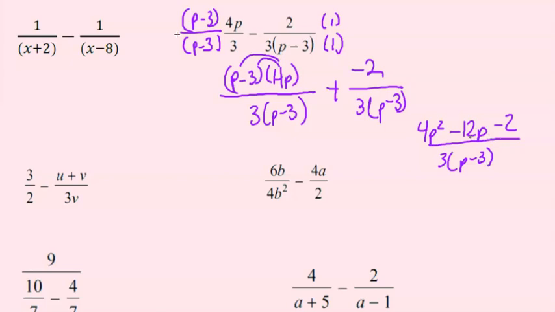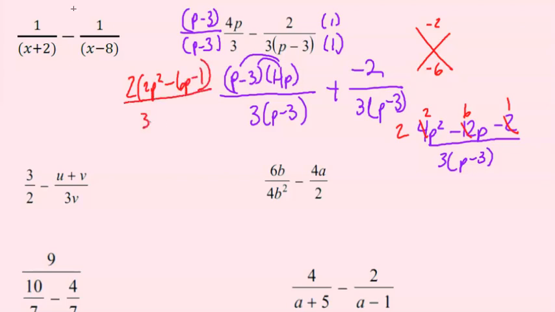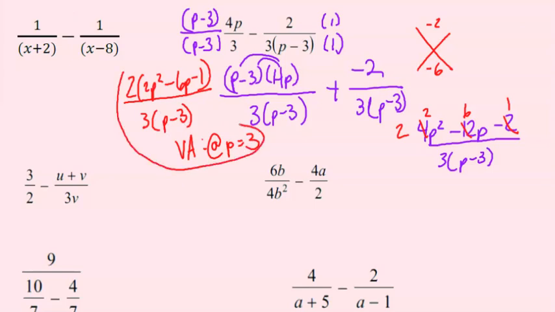Let's see if we can factor the top. Looks like we could take out a 2. This could be 2, that's a negative 6, that's a negative 1 now. From there, it doesn't look factorable, so there's nothing to cancel out for wholes. So we have 2 parentheses 2p squared minus 6p minus 1 all over 3 parentheses p minus 3. Now you're going to have a vertical asymptote at p equals positive 3 because that's what would give you a 0 here. So your excluded value is p equals 3, and then this is your simplified expression.